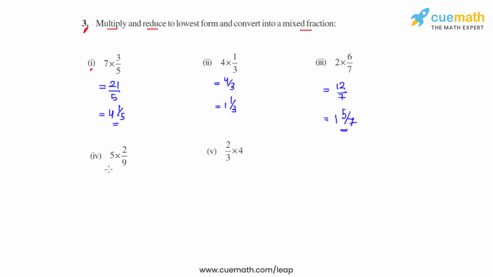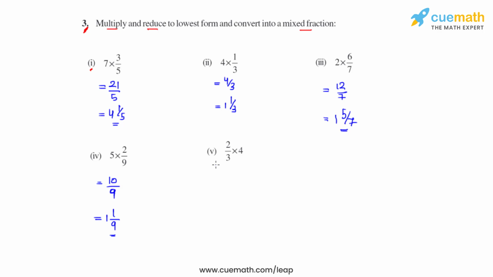Coming to the fourth bit, we have 5 times 2 over 9. The product of these two will be 10 over 9. Now when we divide 10 by 9, we get the quotient as 1 and the remainder also as 1. So the answer for the mixed fraction will be 1 1/9.